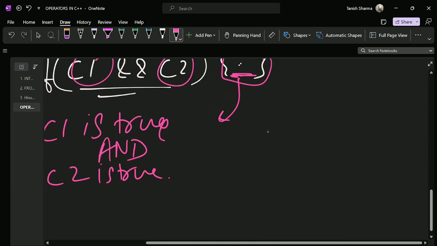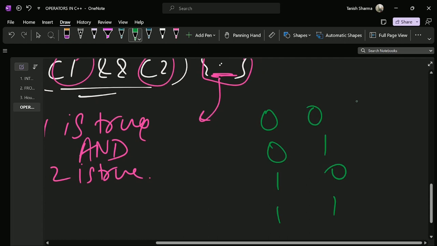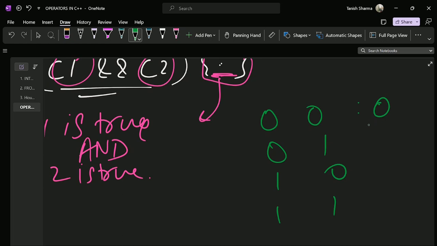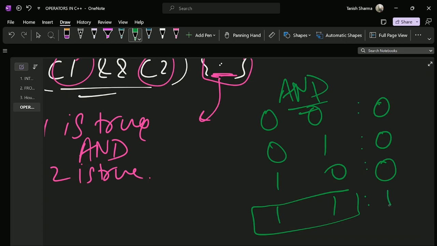So the truth table for the same is like 0 0, 0 1, 1 0, 1 1. In this case, since both the conditions are not true, the block won't execute. Okay, in this case only one condition is true, so even then the block won't get executed. Here the first condition is true and the second condition is false, so eventually no block will execute. But here you can see that both conditions are true, so in this case, for the AND, this will be working.